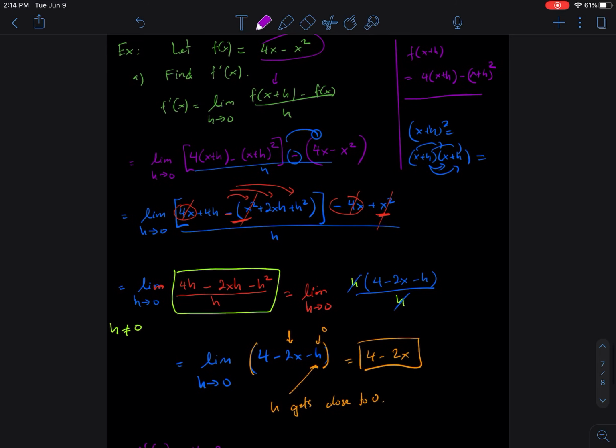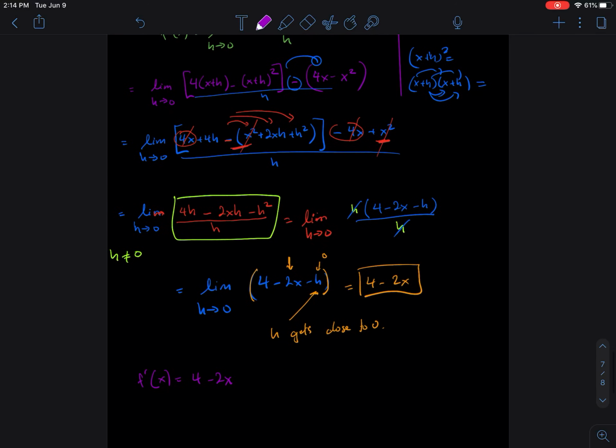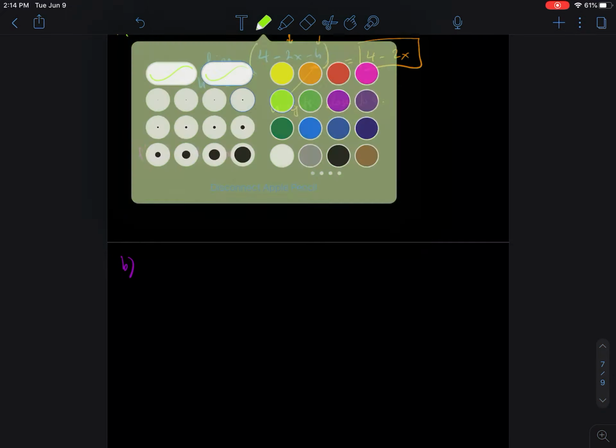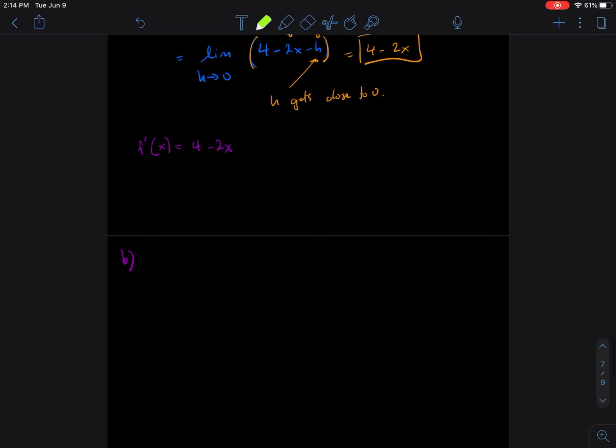So now let's look at part B. How do we use this? Let's see if we can use this f prime of x to make sense of it. So let's go ahead and find f prime of 0. No, I don't want to do f prime of 0. I want to do f prime of 2, and then another one, f prime of 3. Let's go ahead and do that.